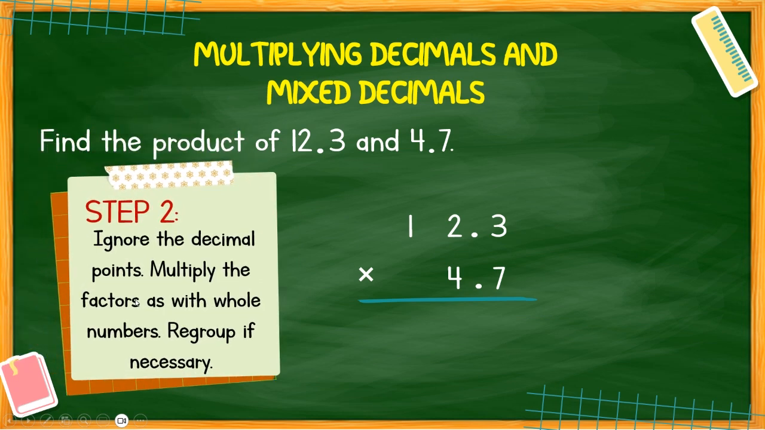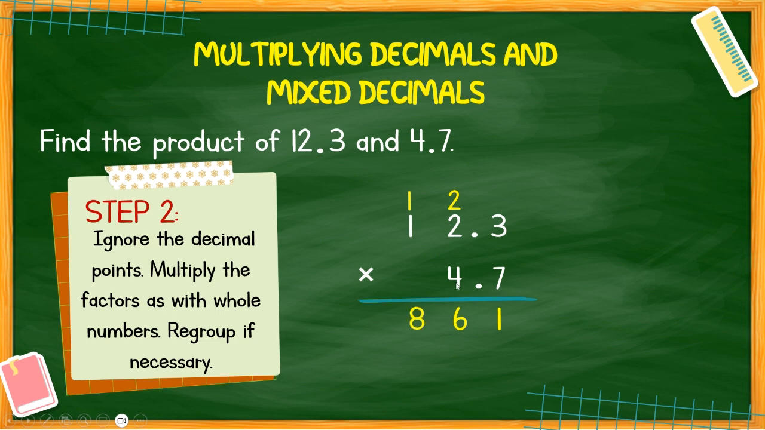Ignore the decimal places, multiply the factors as whole numbers, and regroup if necessary. So let's multiply. 7 times 3, the answer is 21, regroup 2. 7 times 2, the answer is 14, plus 2, the answer is 16, regroup 1. And then 7 times 1, 7 plus 1, the answer is 8.